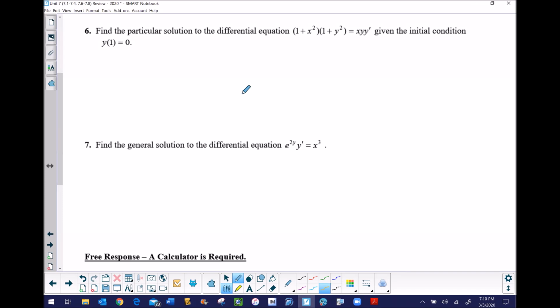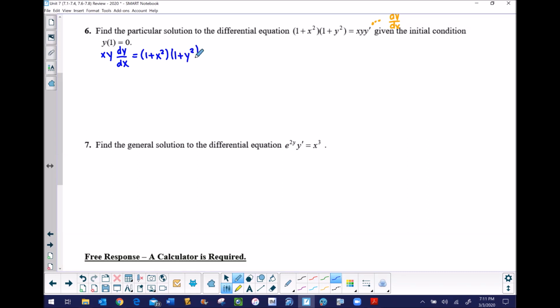For this particular problem, we're going to think of this y prime as being dy over dx, as always. And again, if the dy over dx being on the right side is really bugging you, then you could just take one quick moment and spin this around. So we'd have x times y times dy/dx equal to (1 plus x squared)(1 plus y squared).